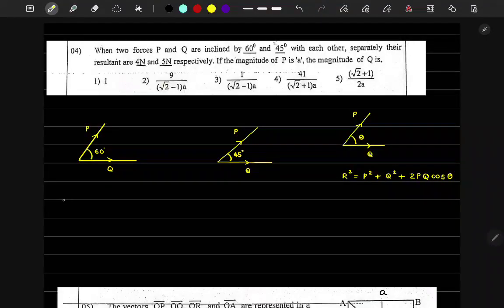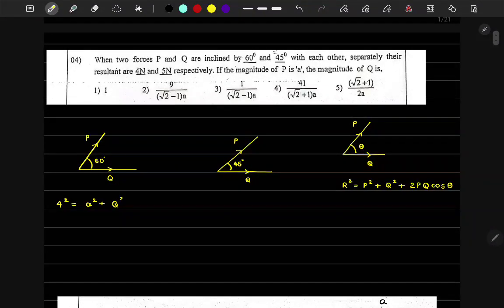So now we substitute in the first instance where the resultant is 4. 4 squared equals, the magnitude of P is A, so A squared plus Q squared, the magnitude which we do not know, plus 2AQ cos 60. You can simplify this by substituting half for cos 60. Here you have 16, A squared, Q squared, 2AQ and half. So you get 16 equals A squared plus Q squared plus AQ.